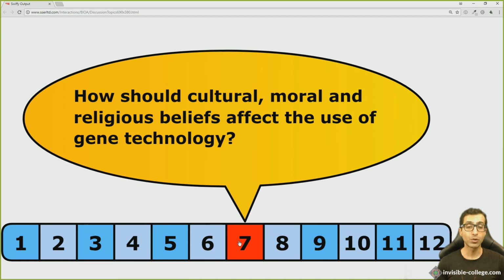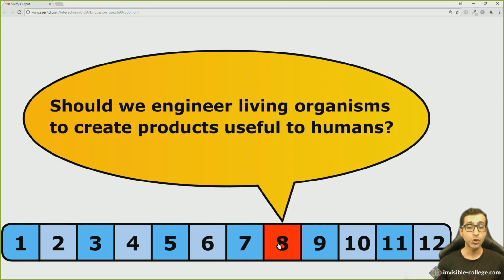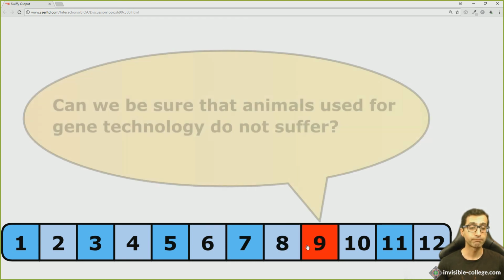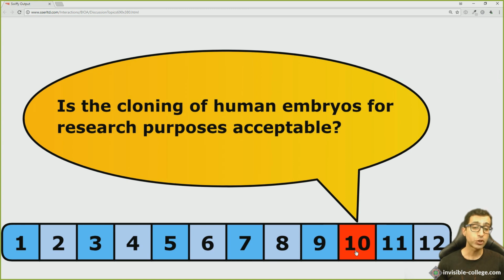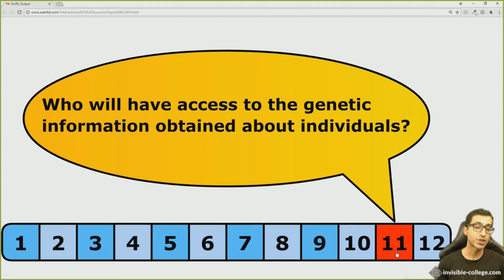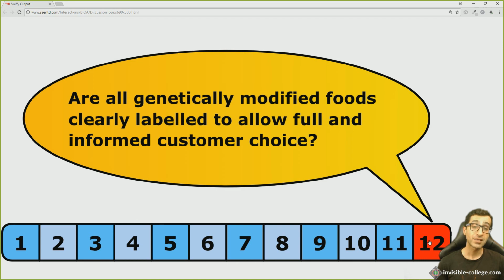How should cultural, moral, and religious beliefs affect the use of genetic technology? Should they, in fact, affect that use? Should we engineer living organisms to create products useful to humans? Can we be sure that animals used for gene technology do not suffer? Is the cloning of human embryos for research purposes acceptable? Who will have access to the genetic information obtained about individuals, for example? And are all genetically modified foods clearly labelled to allow full and informed customer choice?